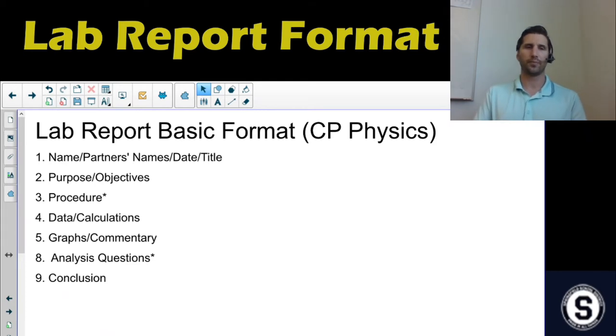After that, you're going to include any data or calculations that you did with the data, and then any graphs that you created out of the data. And you're going to add commentary to the graph. We're going to talk about commentary in a little bit. If there are analysis questions to the lab, that would be the next step. Again, I put a star here. We're not going to worry about doing the analysis questions at this time. And then lastly, we're going to look at the conclusion to the lab. So we'll talk about that as well.